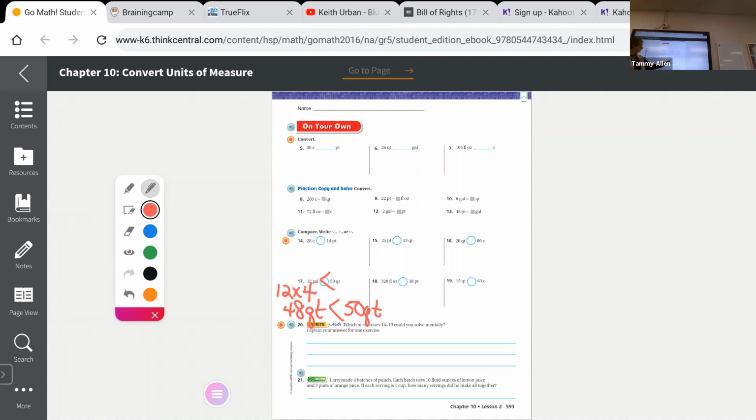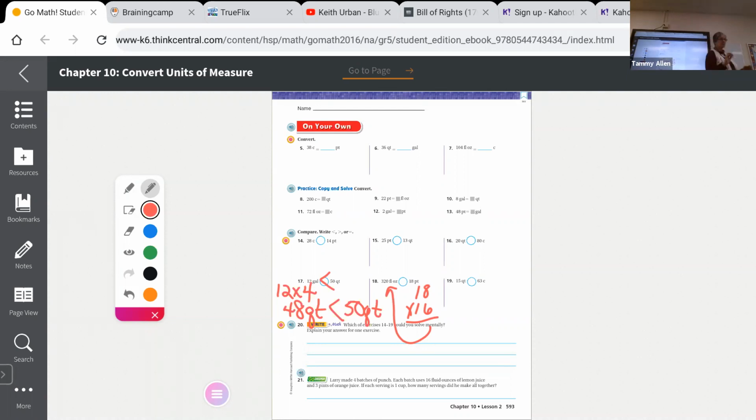Number 18, 320 fluid ounces compared to 18 pints. Oh dear. Well, when's the only time we mentioned fluid ounces? When we talked about cups. There's 8 fluid ounces in a cup. How many cups are in a pint? 2. So we need to take 8 times 2, which is 16. There are 16 fluid ounces in a pint then, right? So we would need to do 18 times 16 to compare it to that. Does that make sense?